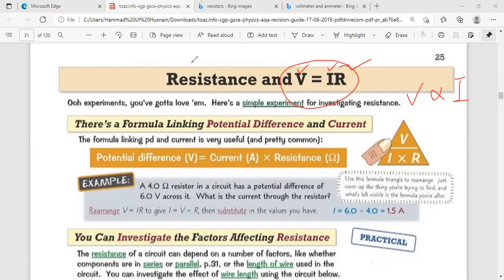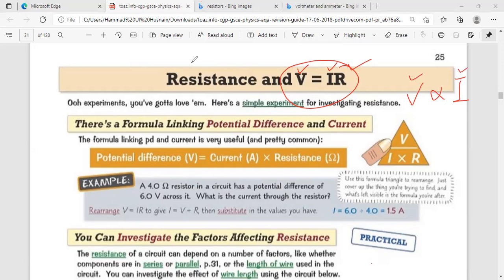Let me give you an example. If you have a toy car and you have a small cell for it, a small amount of current will flow through that car. If you have a larger battery, a larger amount of current will flow through it, right? So potential difference and current have a direct relation.